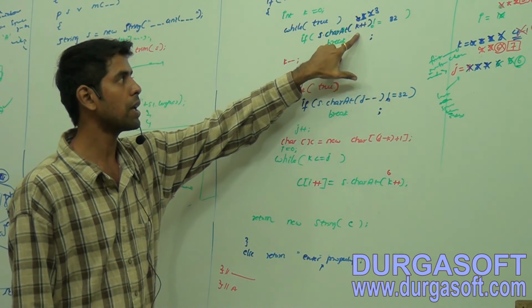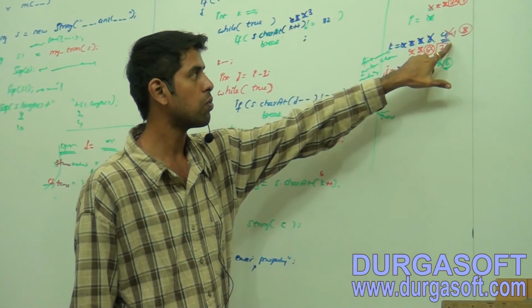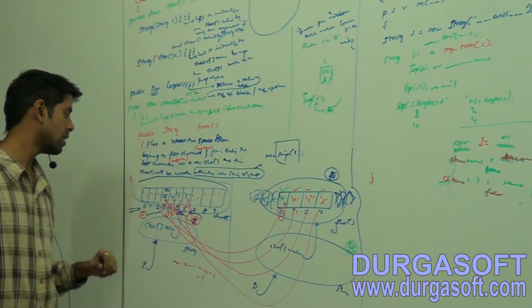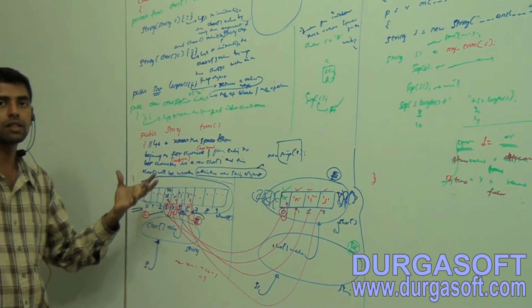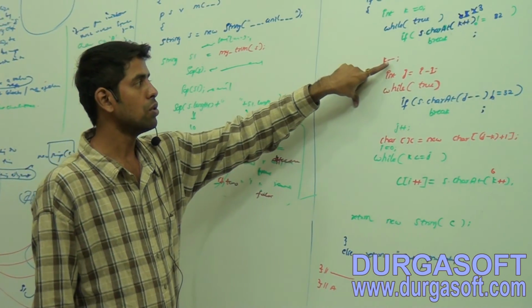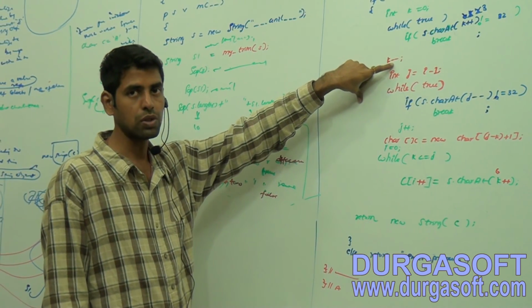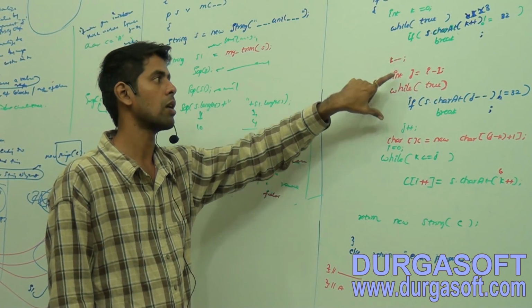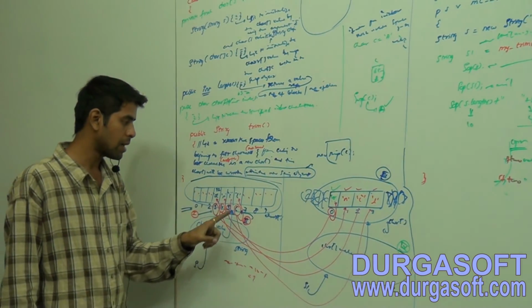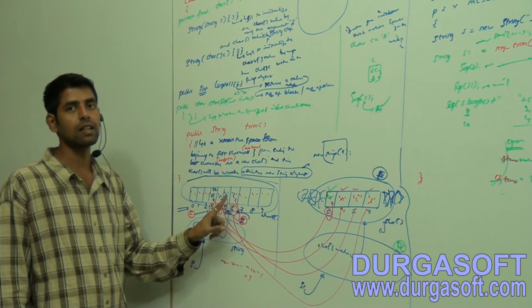Because of this operator, the k variable value will be 4. But where is our first non-space character? It's available at 3. So just decrement the k variable value by 1. So I have used the post decrement operator. Now coming to this one, I want to know the last non-space character index.